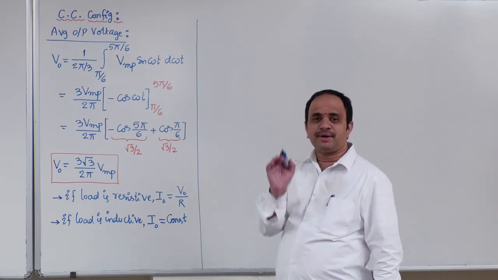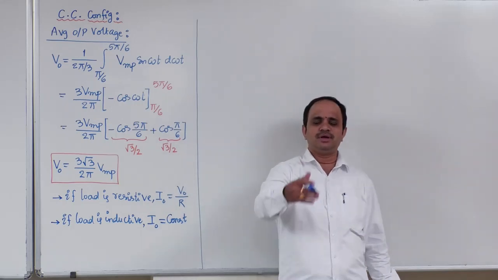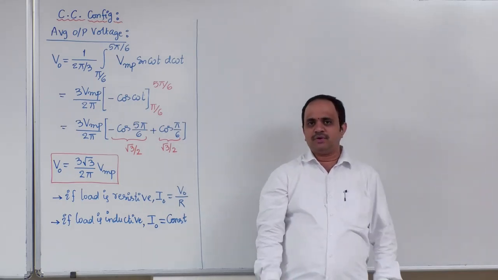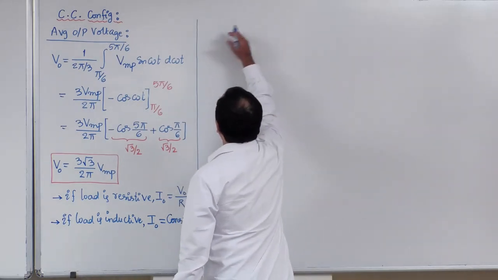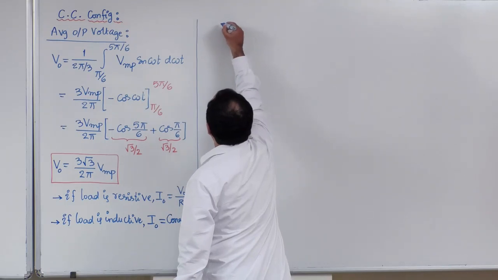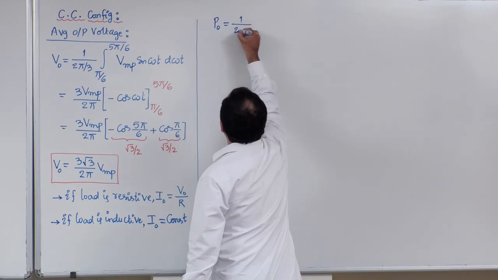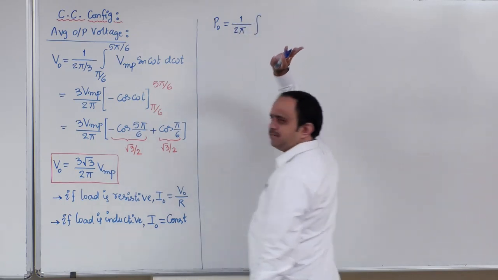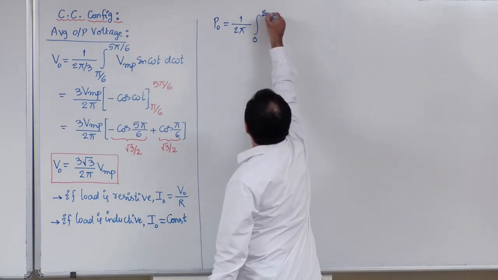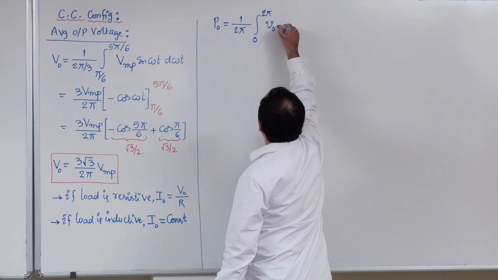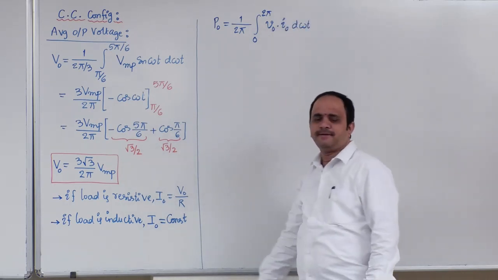Now, coming to power delivered to the load. Even in the previous lectures, students have a few doubts about it. Now, let us define what is the definition for power delivered to the load. For example, P naught is equal to 1 by cycle time, full cycle I am taking, 1 by 2 pi, integration from 0 to 2 pi, V naught multiplied with I naught d omega t.